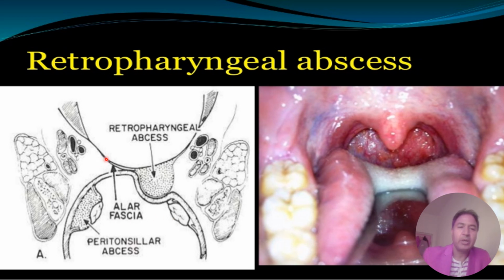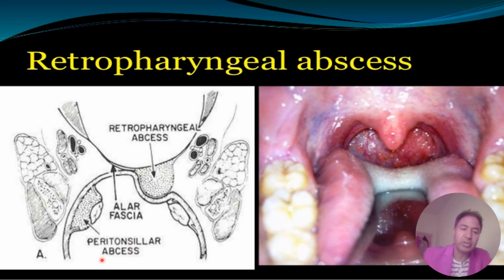Retropharyngeal abscess. So now we are talking about retropharyngeal abscess. This is the retropharyngeal abscess here. It is the graphical representation of retropharyngeal abscess. This is the alar fascia. We told you about alar fascia, and in the coming slides we will discuss alar fascia.